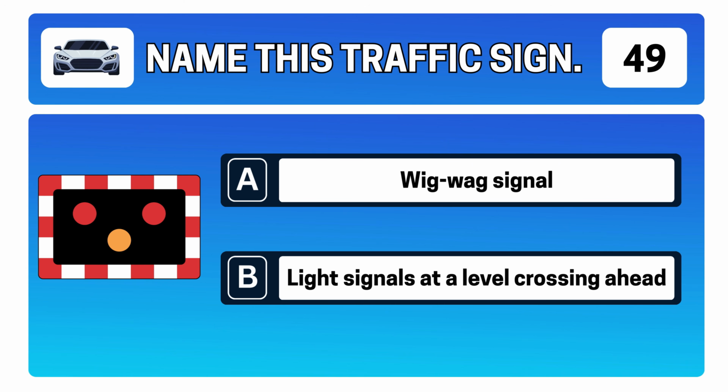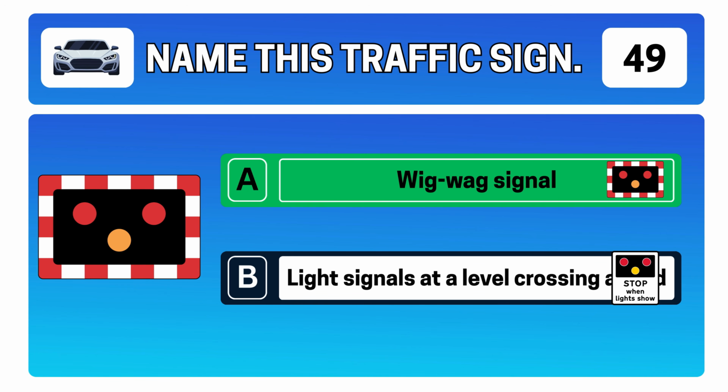Name this traffic sign. A. Wigwag signal. B. Light signals at a level crossing ahead. Correct. This is a wigwag signal sign.